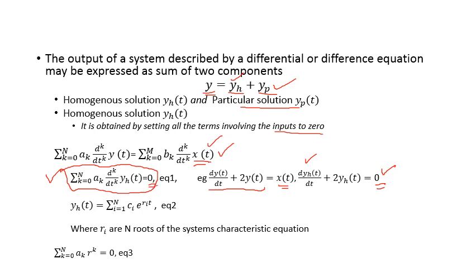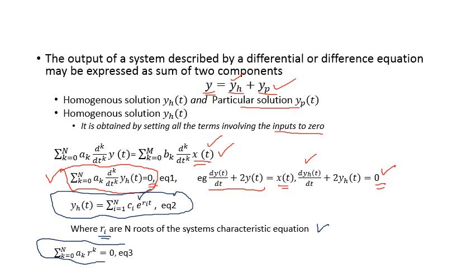The homogeneous solution for a continuous time system is of the form shown here, which is denoted by equation 2. Here we need to find the r values, and the r_i's are the nth roots of the system's characteristic equation, which is written here. So these are the three main things that we need to do for finding the homogeneous solution. On the next slides we have some numerical problems to clear the concepts of how we are going to find the homogeneous solutions.